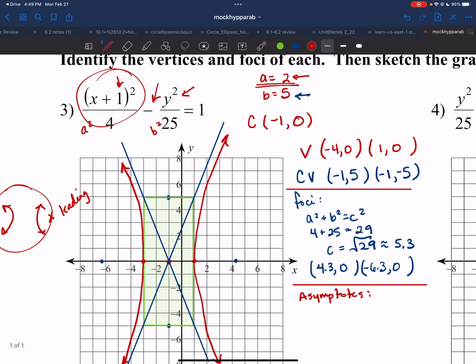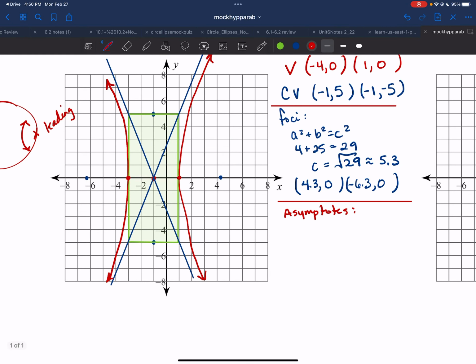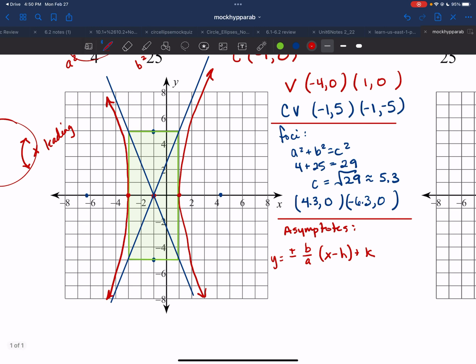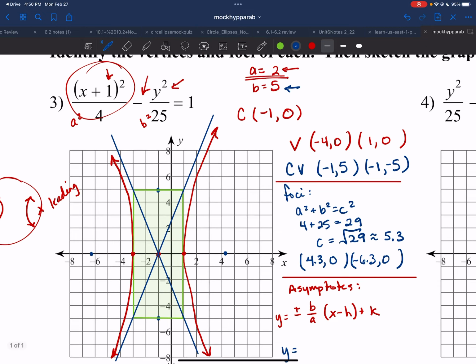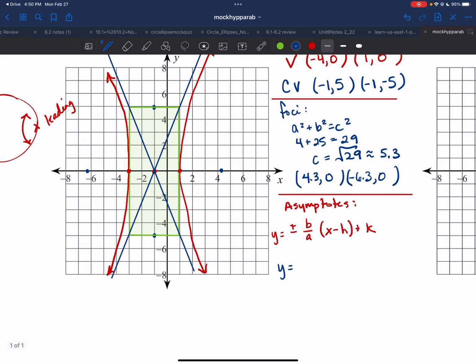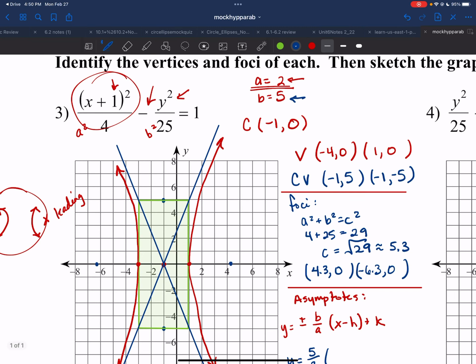And the formula we have for the y value is y equals plus or minus b over a times x minus h plus k. All right, so let's go ahead and look at what that might look like. So I have y equals, I'm going to handle the plus first. So b is 5 and a is 2, so 5 over 2 times x minus h, which is just this value right there. So I'm going to do x plus 1.